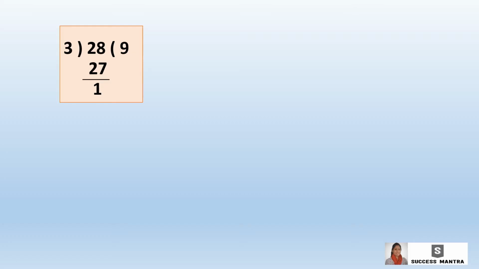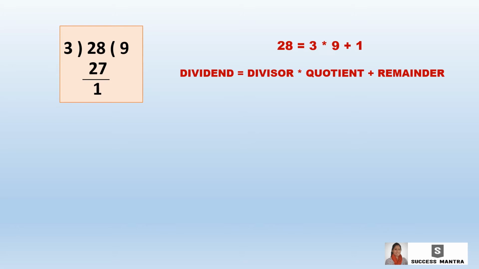Let's do a simple division, that is 28 divided by 3. We will get 9 as the quotient and 1 as the remainder. We can write the dividend as: dividend is equal to divisor into quotient plus remainder. That is 28 is equal to the divisor 3 into quotient 9 plus remainder 1. So 3 into 9 is 27 plus 1 is 28, which is equal to the dividend.